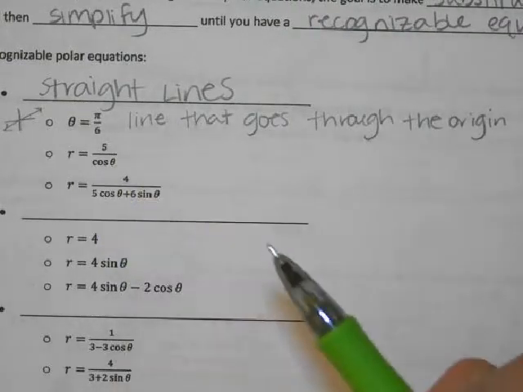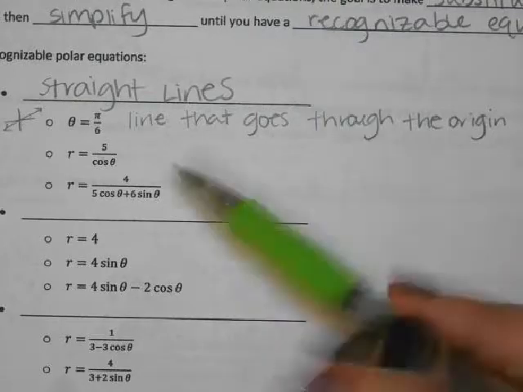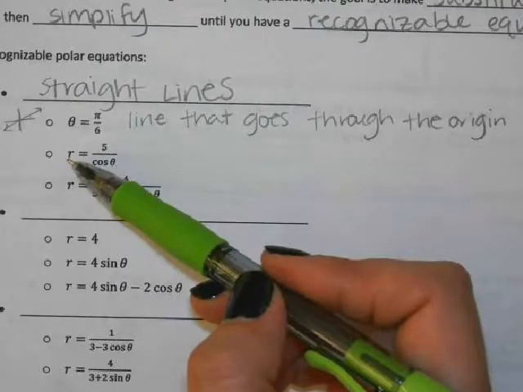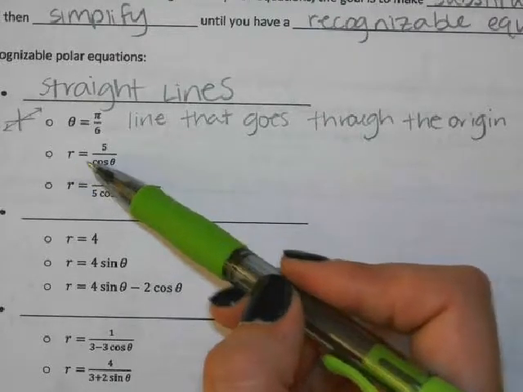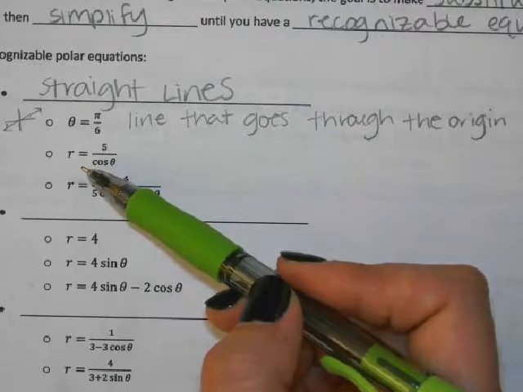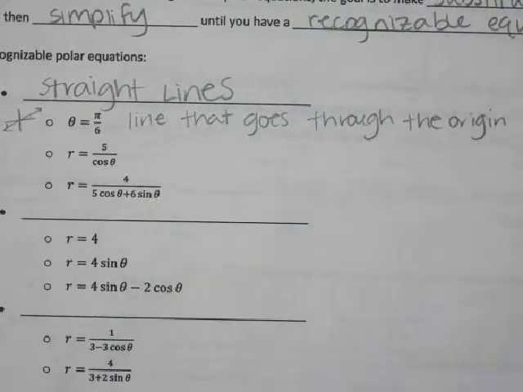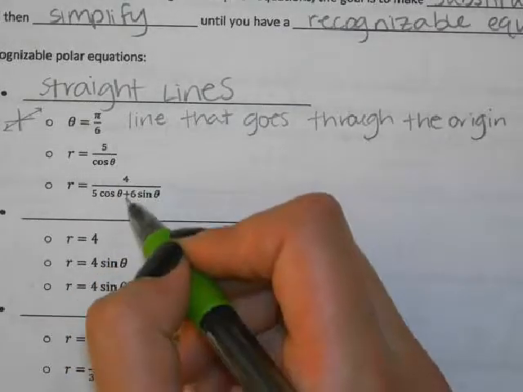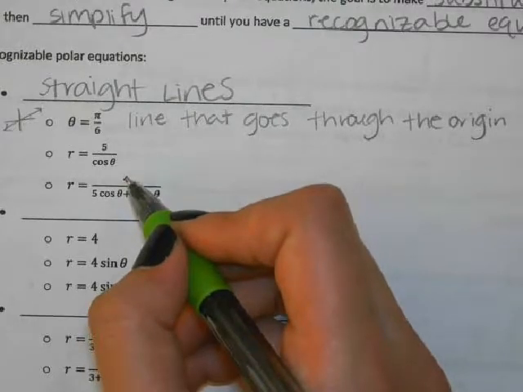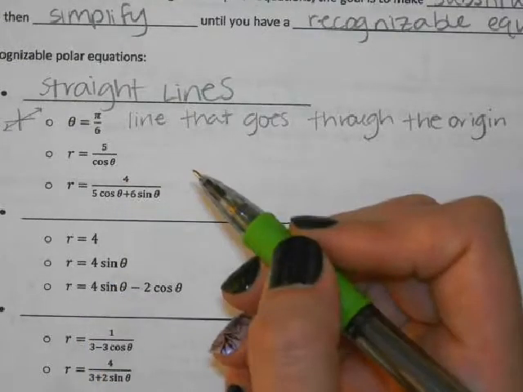R equals 5 cos theta. If you were to multiply the cos to the other side, what would you have? Yeah, you would have 5 equals r cos theta. And what is r cos theta? X. So then you have x equals 5. What does the equation x equals 5 look like? It's a straight line. It's vertical, right? It's a vertical line. So anytime you have something, it could be 5 over cos theta. It could be 5 over sine theta. What would 5 over sine theta be? Yeah, y equals 5, that'd be a horizontal line.